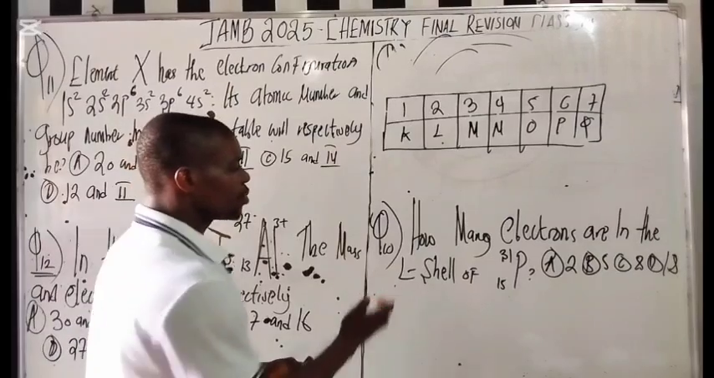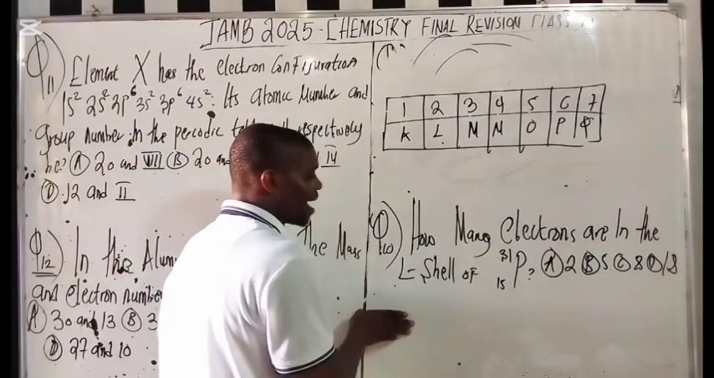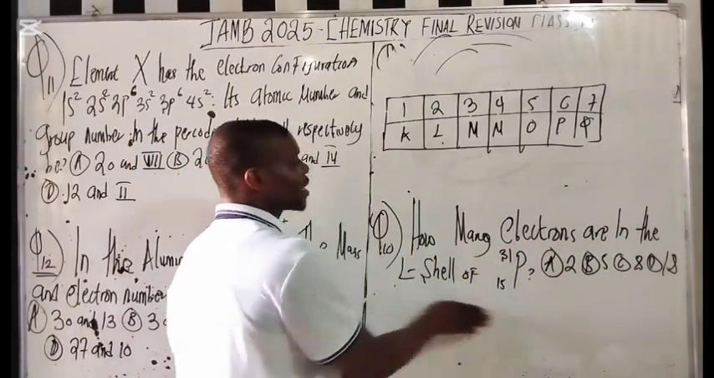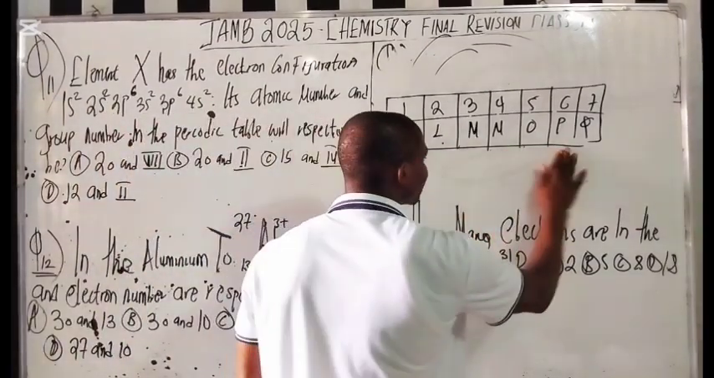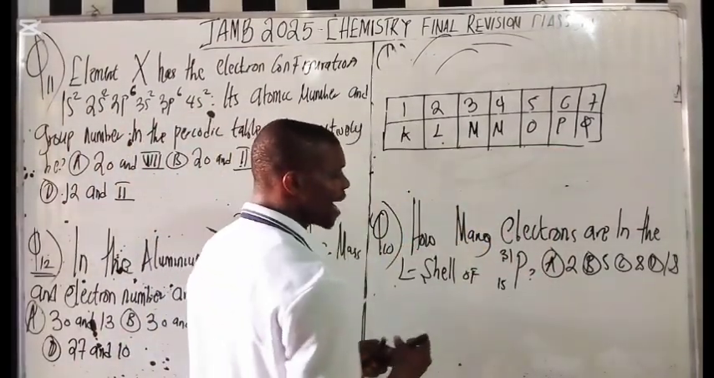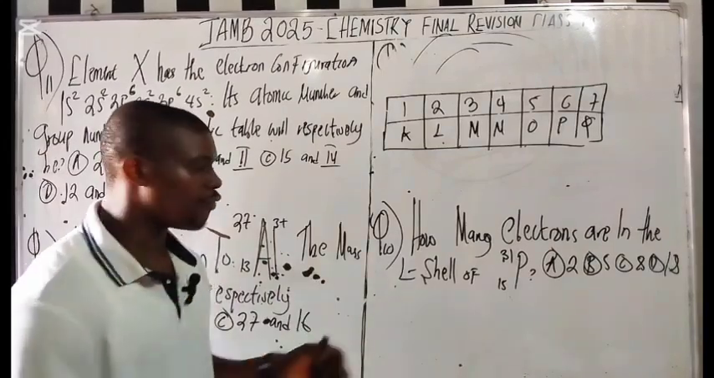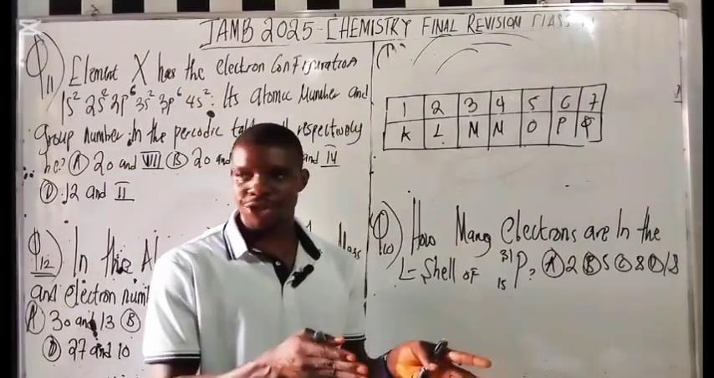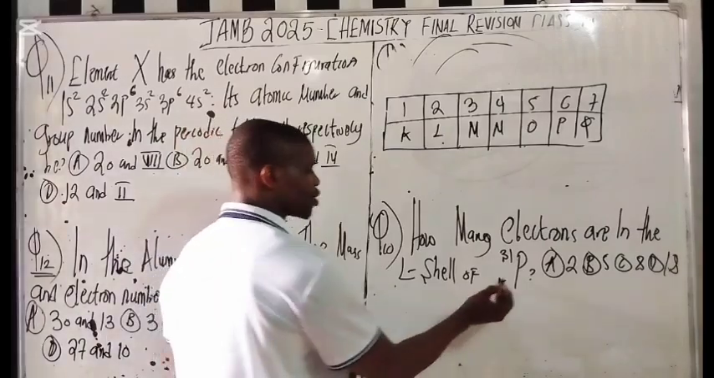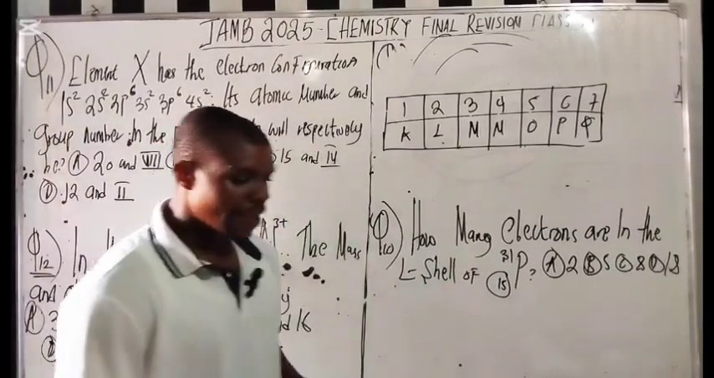Now they're asking you how many electrons are in the L shell. That is the second energy level. For you to do this, you need to write the electron configuration of this element. And remember, when you're writing electron configuration, you use the atomic number, right?